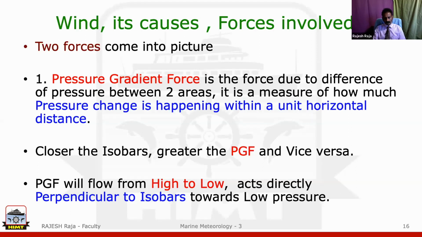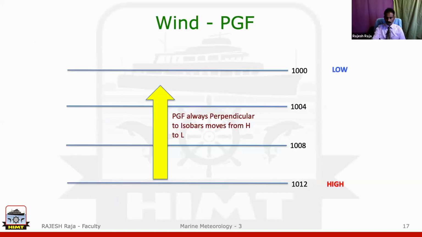Now, your PGF, please remember, it will always flow from high to low. And it is always perpendicular to the isobars towards the low pressure. This is one of the important points. Wind also moves from high to low only. So let us look at the first force, which is perpendicular to the isobars.